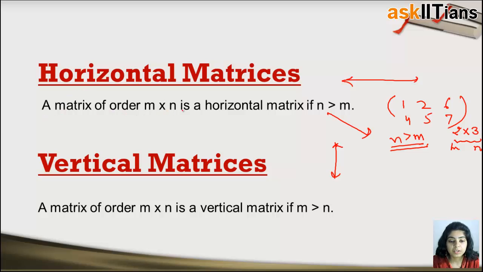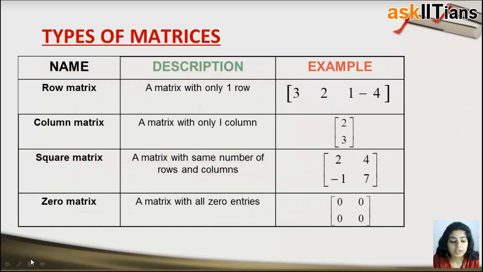A matrix of order m cross n is a horizontal matrix if n is greater than m, right? Similarly, a matrix of order m cross n is a vertical matrix if we have the opposite, m is greater than n. Suppose 1, 2, 2 rows, 1 column, m greater than n, vertical matrix. Quite simple, right? Okay, I've already discussed all the various types of matrices.